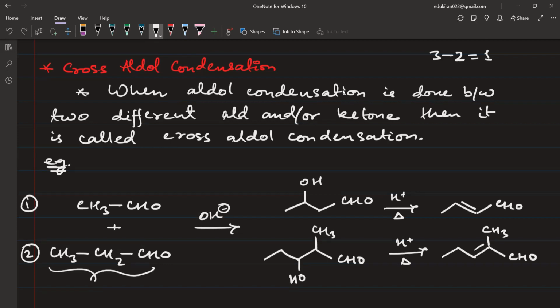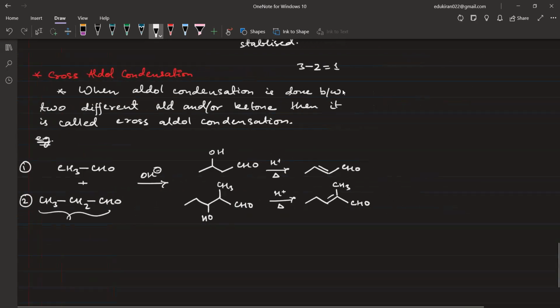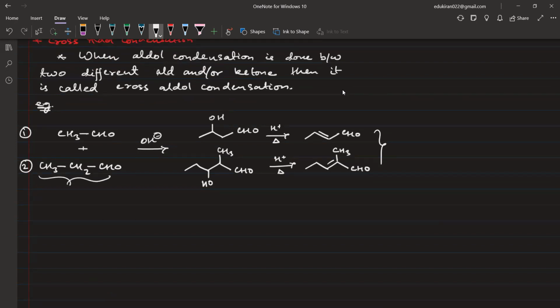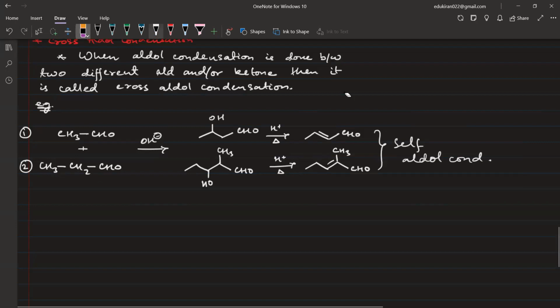ठीक है. Now both of these are product of what? Both of these are product of self aldol condensation. ठीक है. Now अब ये बताइए क्रॉस aldol condensation में क्या होगा? I will take all carbons of ethanol in the first case. How many carbons? 2 carbons. And I will take 2 carbons of this propanol.